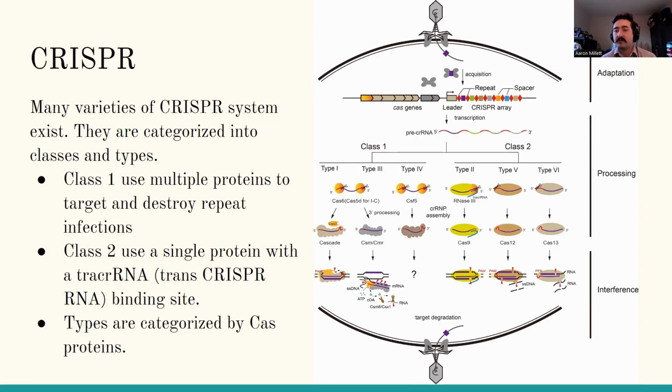Class 1 types use multiple enzymes. So instead of a single enzyme with a tracrRNA, it's multiple enzymes, possibly with multiple tracrRNAs. And bacteria might be related if they use one or more of the same proteins or enzymes in that sequence. So they might have one similar protein or enzyme out of 3, or they might have all 3 similar. They might have 6 enzymes that are all used in this immune response to destroy the foreign repeat infections.